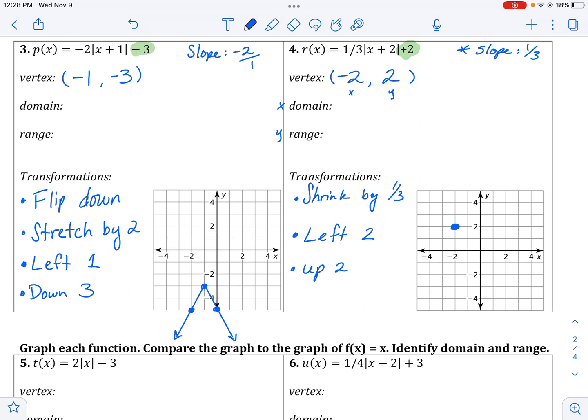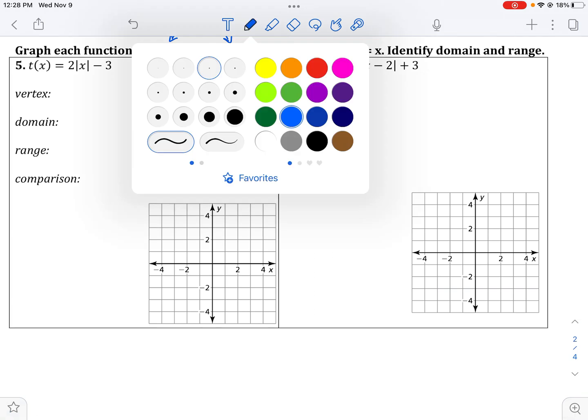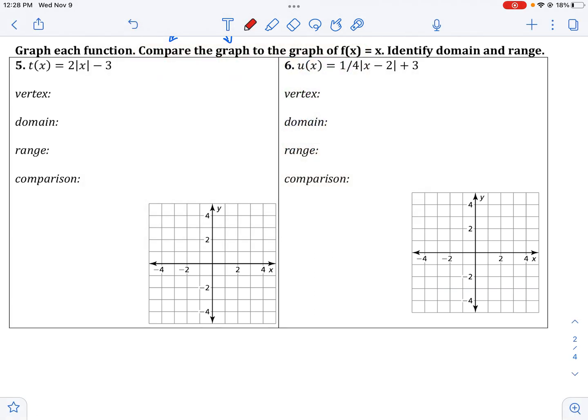And I'll make my slope of 1/3. So I'll rise 1, run 3. Rise 1, run 3. And I'll do the same thing on the other side. I'll rise 1 and go left 3 to make my nice V shape. And there's my absolute value function. It got squished downward, or shrunk downward. All right, I do have 2 more. Maybe we should try these before moving on to domain and range.